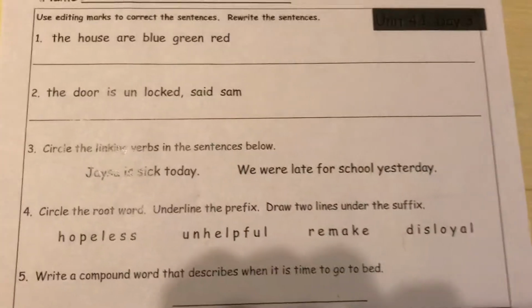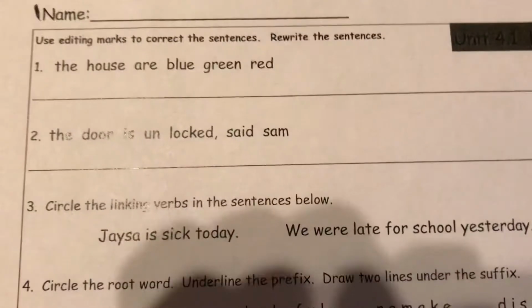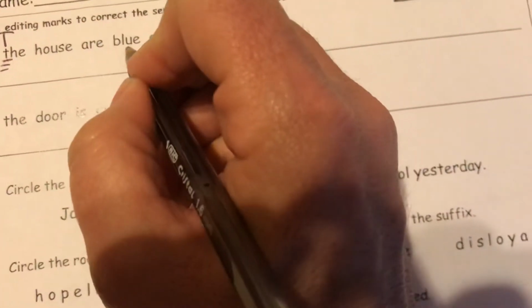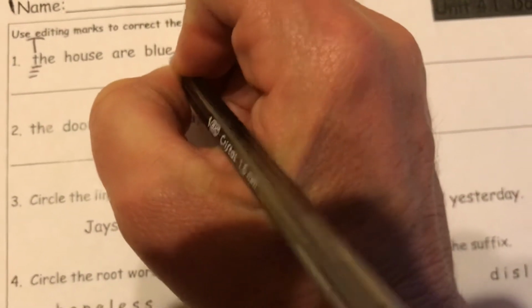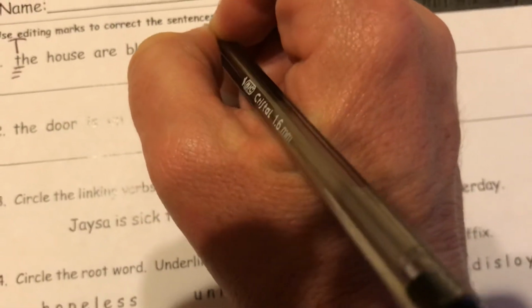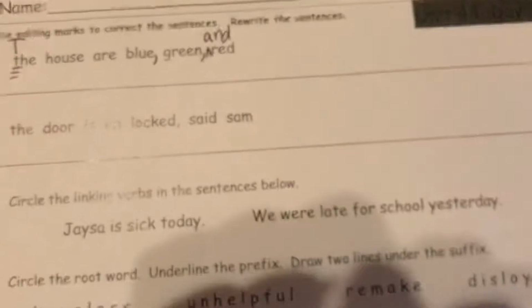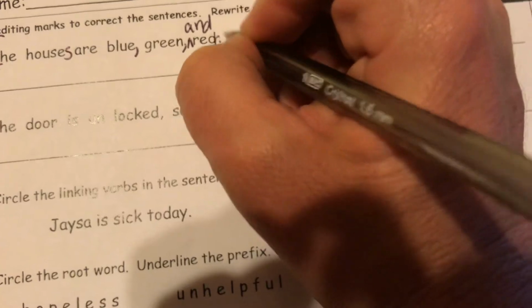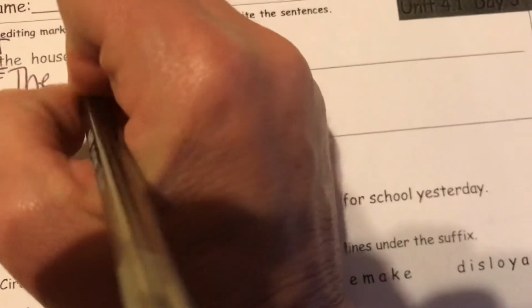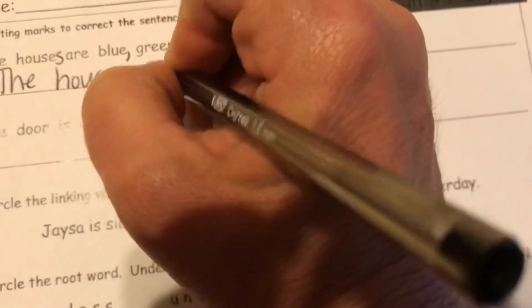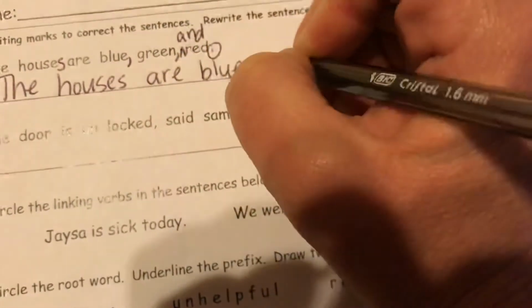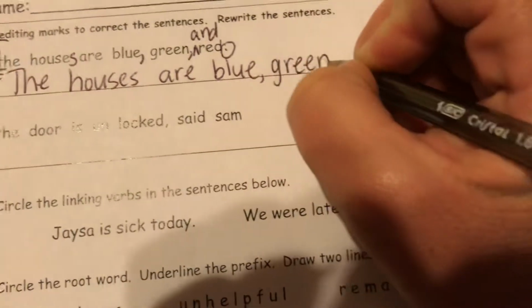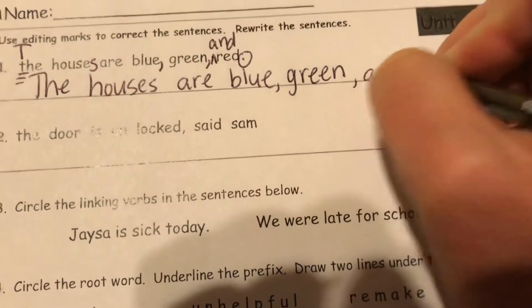Okay, so number 1, the house are blue, green, and red. Okay, well, you know that every sentence starts with a capital. That's an easy one. The house are blue, green, red. So we have to put some commas in, because we're making a list. Blue, green, and we have to have a word in here, and red. The house are, we can't say the house. It has to be the houses, right? The houses are, and we need our end mark. Okay, so the houses are blue, green, and red.